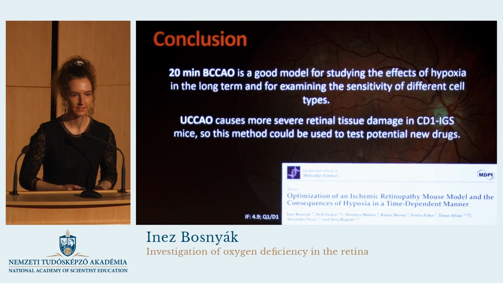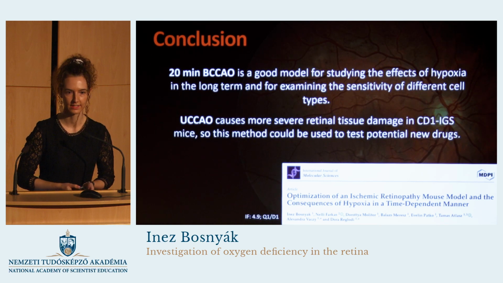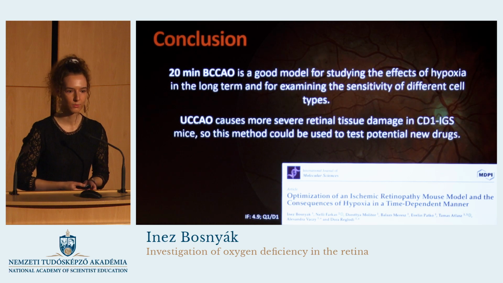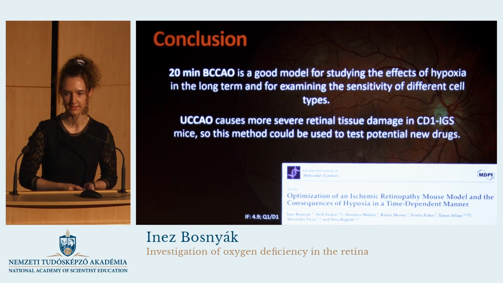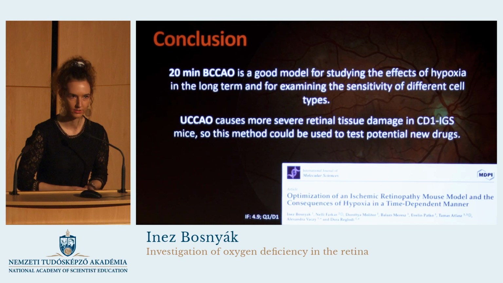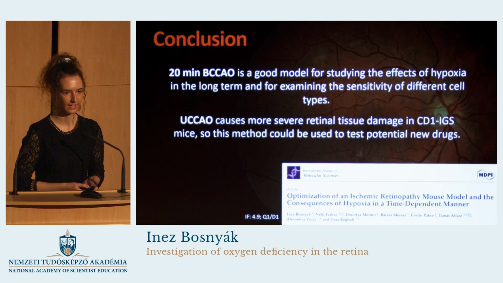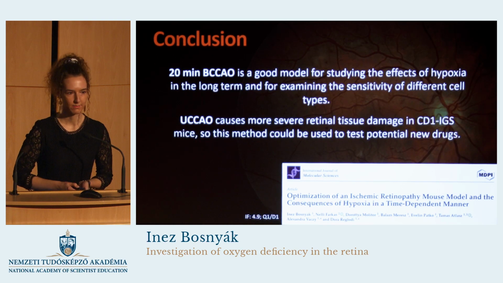So how can we conclude our results? The 20 minutes BCCO is a good model for investigating retinal hypoxia in a time-dependent manner, and it is a good model for finding the most sensitive cell types. In addition, the UCCAO causes more severe damage in a shorter time, so this model can be used for testing potential new drugs. And these results are already published.